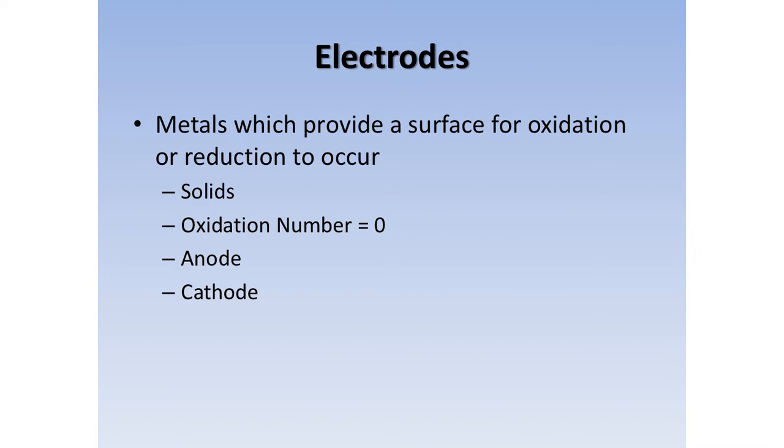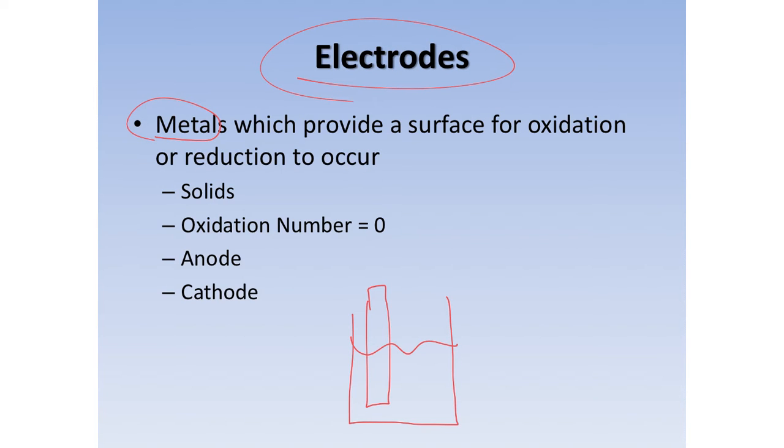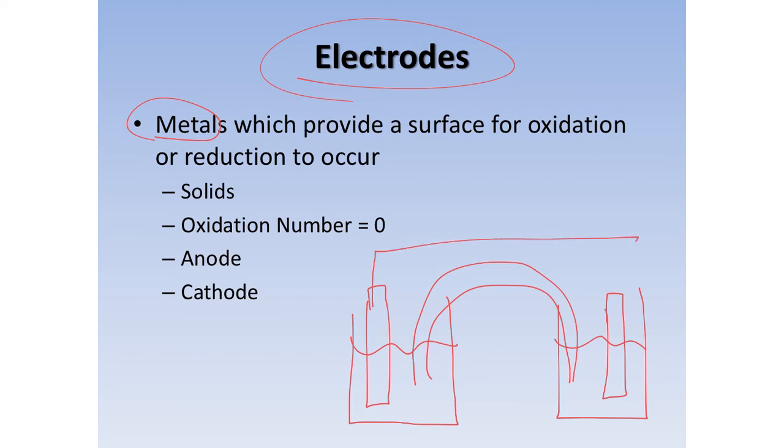All right, in our setup, the pieces of metal that are in each beaker, those are the electrodes. So the electrodes are actual pieces of metal. So aluminum, zinc, copper would be some common ones. So we've got our salt bridge between here, and then we'd also have a wire between the two metals. So your electrodes are pieces of metal. They are solid because they are actual pieces of metal.